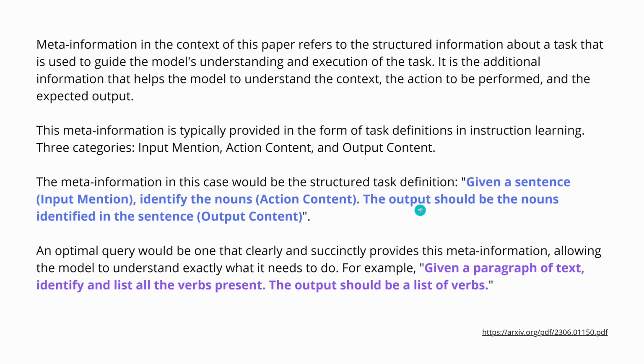And the output of GPT should be the nouns identified in the sentence. So you see the structure: input, action, output is here, perfect. Of course, normally we do not use the parentheses. We just say to GPT, hey, I give you a paragraph of text, identify and list all of the verbs present in the sentence. And the output should be a list of verbs.